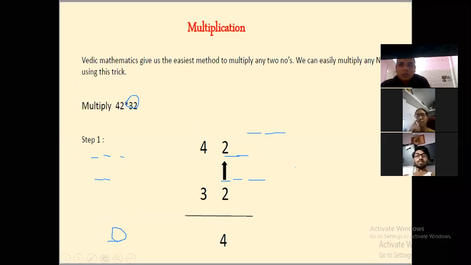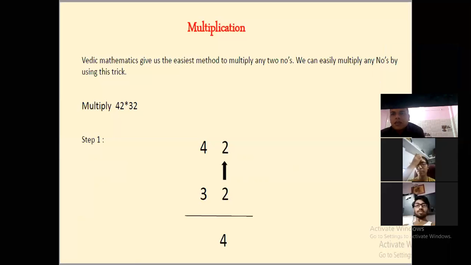Okay, now the next trick of math is multiplication. Vedic mathematics gives us the easiest method to multiply any two numbers. We can easily multiply any numbers by using this trick. So see this particular trick.